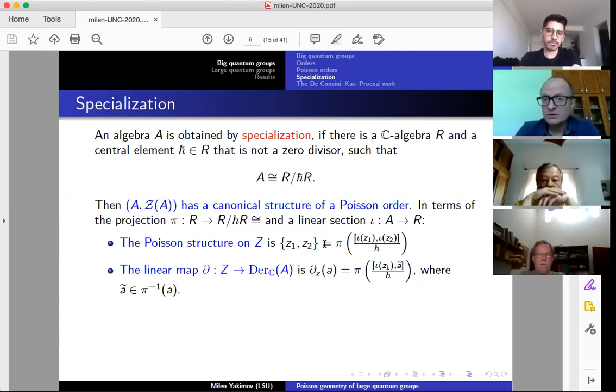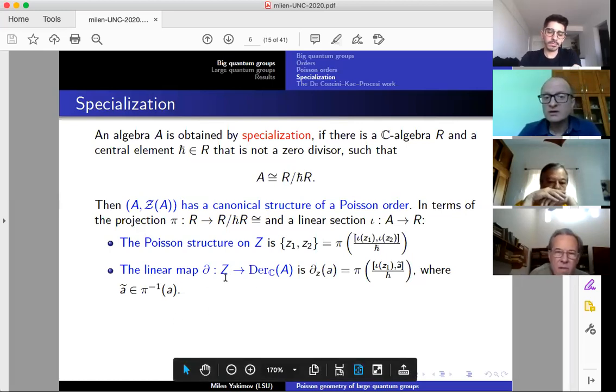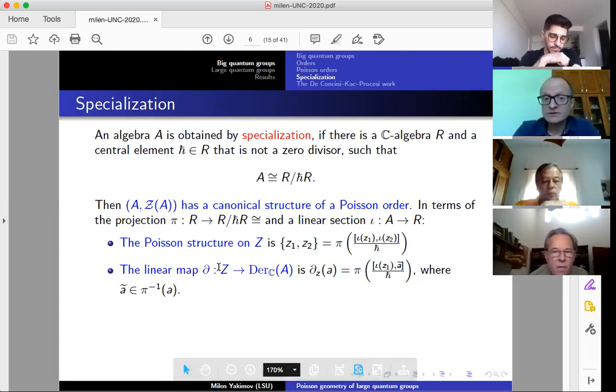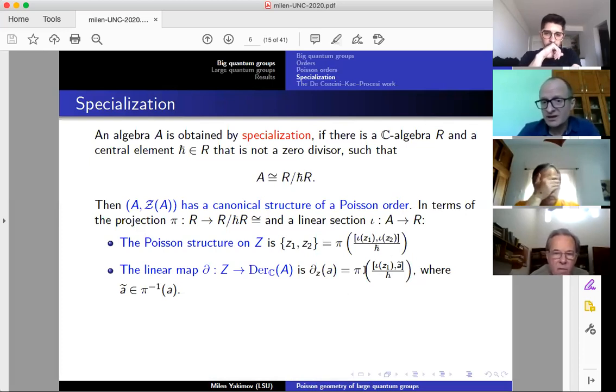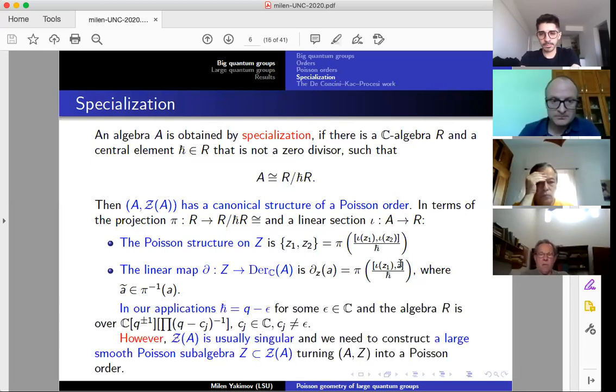And furthermore, that strange ingredient, the map that extends the Hamiltonian derivations of Z to algebra derivations of the non-commutative algebra A, is also given by pretty much the same formula, where we take pre-images and take the brackets in the algebra R, the one that's before the specialization. Again, it's proved that that gadget is divisible by H, we divide it, and we project it back via pi.